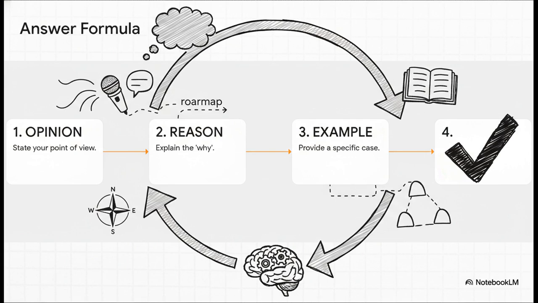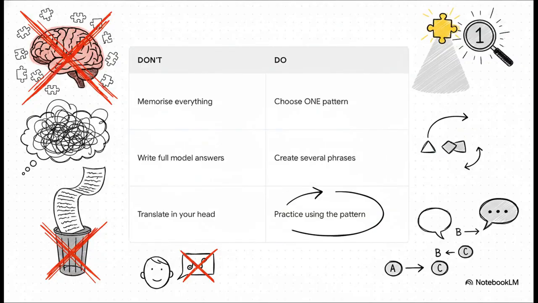So this gives you a super simple, repeatable, 4-step formula you can use for almost any question. Give your opinion, state your reason, provide an example, and offer a conclusion. This structure is like your safety net, so you never get lost in the middle of a sentence again. So how do you actually get good at this? Well, it's pretty simple. Don't try to memorize everything at once. And please, don't write out full model answers. Instead, just pick one single pattern and then practice using it to create a bunch of different short phrases for just one question. This is what builds that mental muscle of recalling, not translating.